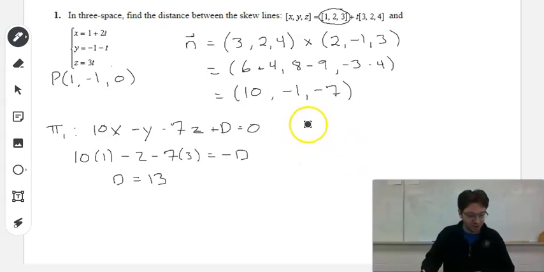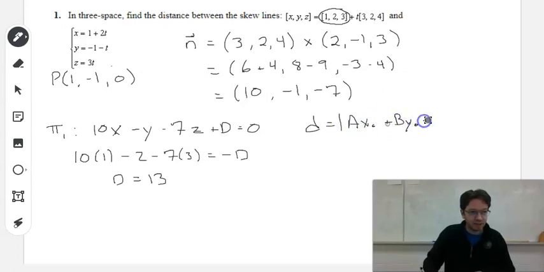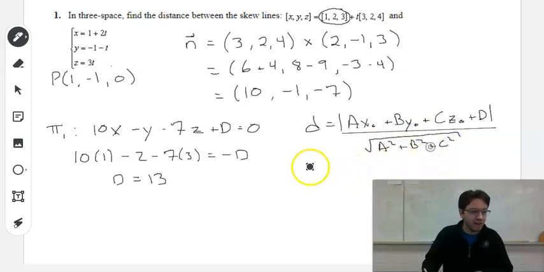So just a reminder, our equation then is d equals ax naught plus b y naught plus c z naught plus d all over the square root of a squared plus b squared plus c squared. And our a, b, c, d are just our coefficients in the equation of our plane 1, and our x naught, y naught, z naught is our coordinates in our point on line 2. That just gives us, so a is 10 times 1 plus b, which is -1, times y naught, which is also -1. Our last term, z naught, is 0, so it kind of disappears. And we have d, which we solved to be 13.